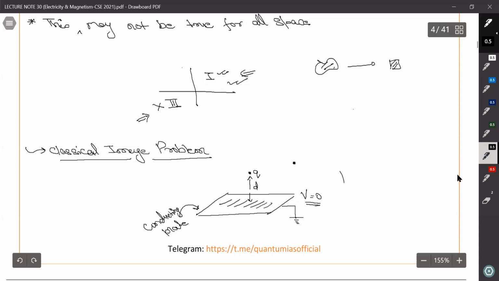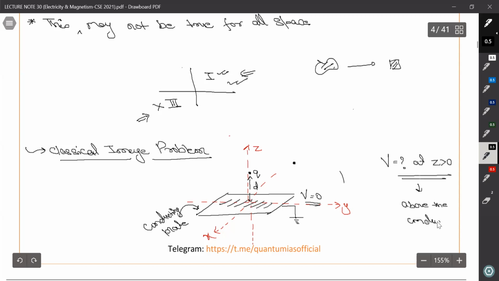Now let's make the coordinates. So this is the coordinate system here. This is the x-axis, this is the y-axis, and this is the z-axis, right? So we need to find the potential at z greater than 0, right? So above the conductor. We need to find it above the conductor. So this is our case. This is our problem basically, right?